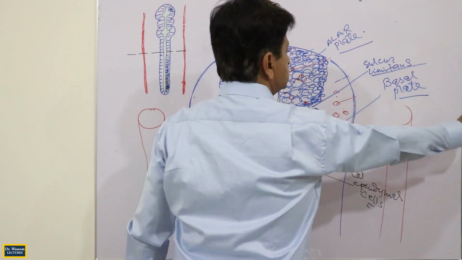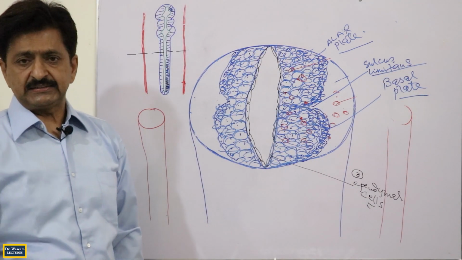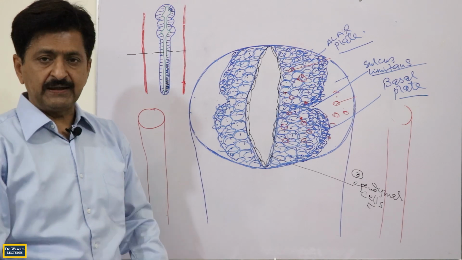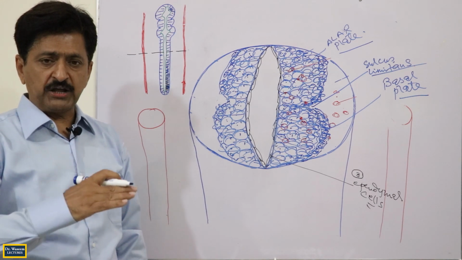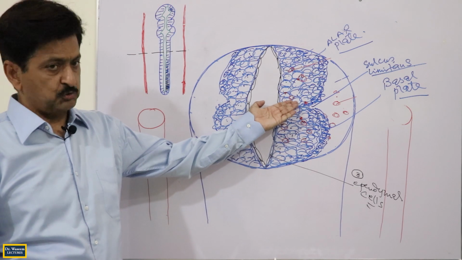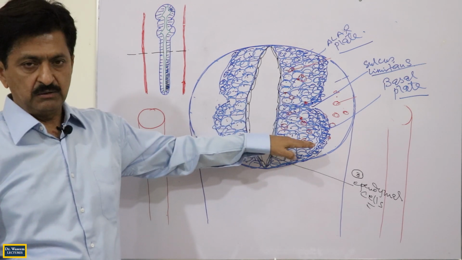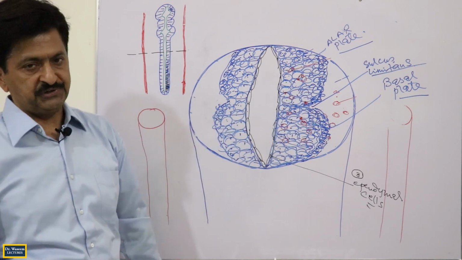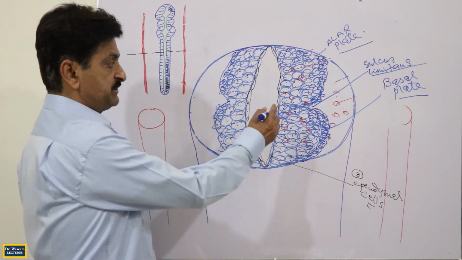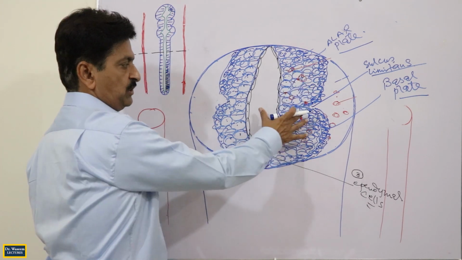This is sulcus limitans, the limiting sulcus. It is a kind of border between sensory posteriorly and motor anteriorly. Motor neuron, sensory neuron, this is called sulcus limitans. And if this is sulcus limitans, then we have the two different types of neurons we have already noted here.